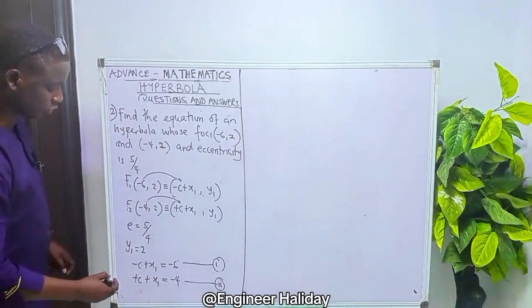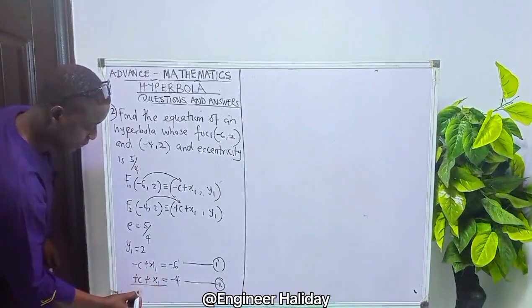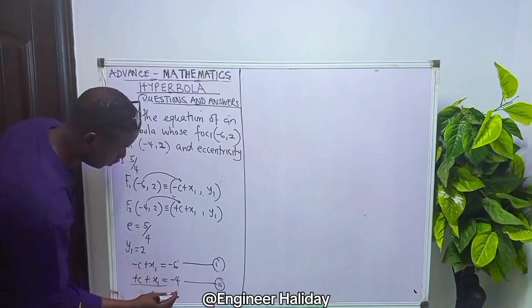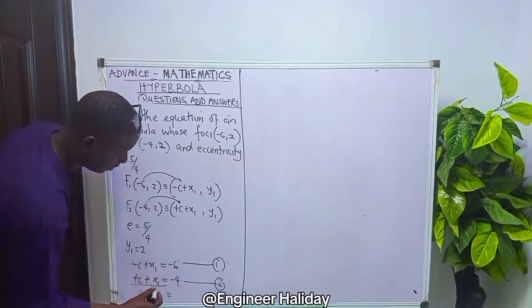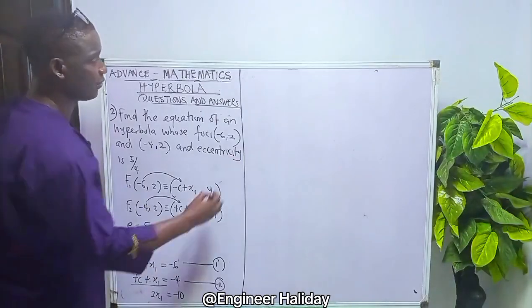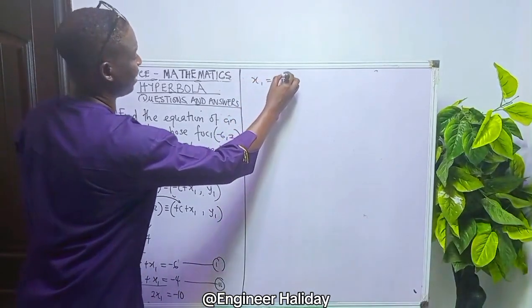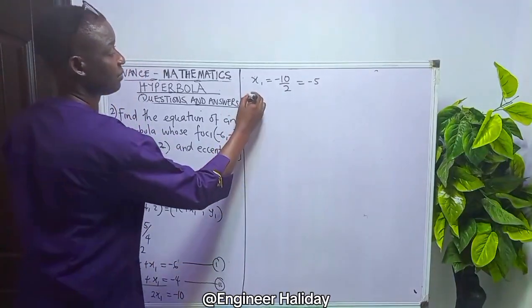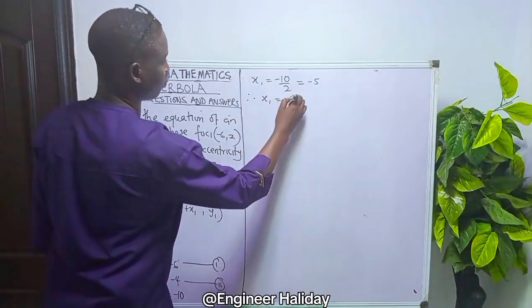Let us add the two equations together. In doing that, we will eliminate c. Then we have 2 x1. If you add the -6 and -4, you are going to have -10. If you divide both sides by 2, -10 divided by 2, I'm going to have -5. So that means my x1 is equal to -5.